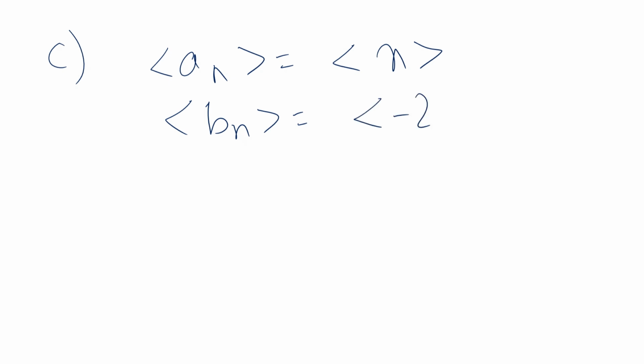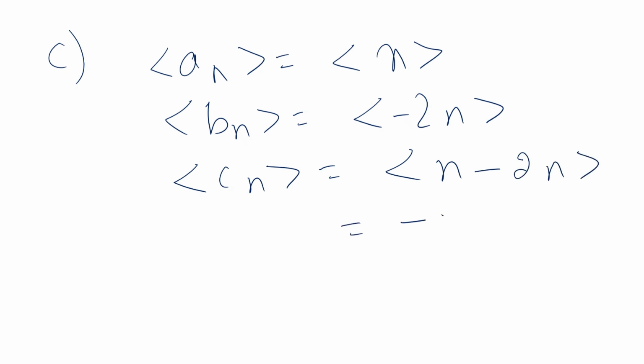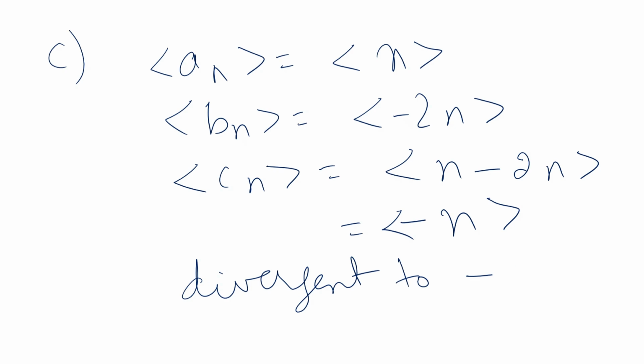In option C, it is given that the sequence c_n is divergent to minus infinity, and we have to check whether it is correct or not. For this, take an example. Take a_n equal to n and b_n equal to minus 2n. And we will get c_n equal to n minus 2n, so the sequence c_n is equal to minus n, which is divergent to minus infinity. Therefore, option C is correct.